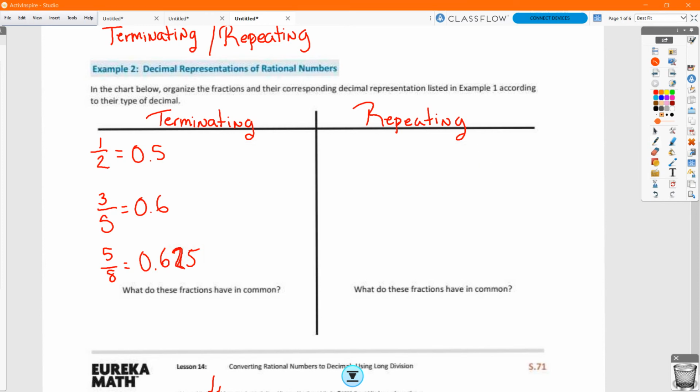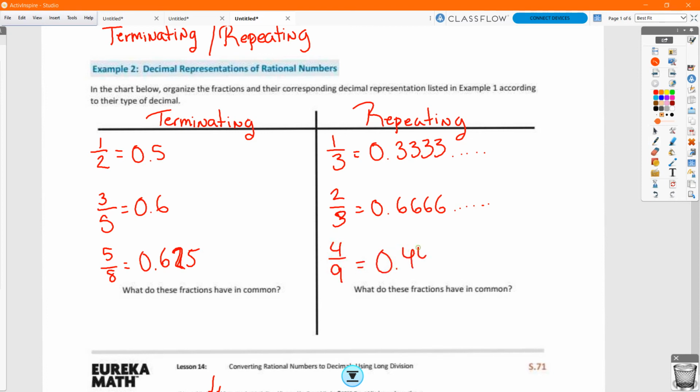So 5/8 is 0.625. Then you've got numbers like 1/3, which is 0.3333 repeating. Then 2/3, which is 0.6666 repeating. And if you put in something like 4/9, you would notice that it's 0.4444 repeating. So what do these fractions have in common? Well, I just told you. They all terminate. They stop. They end. They have a stopping point.